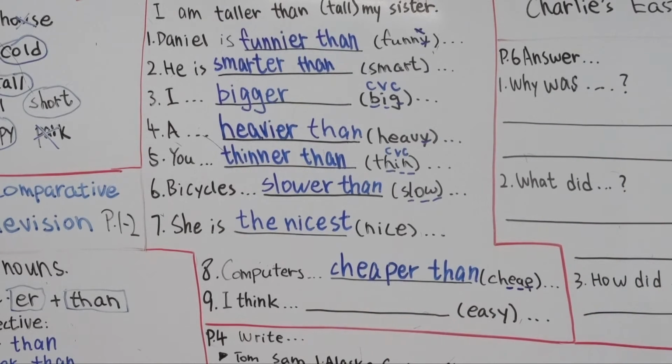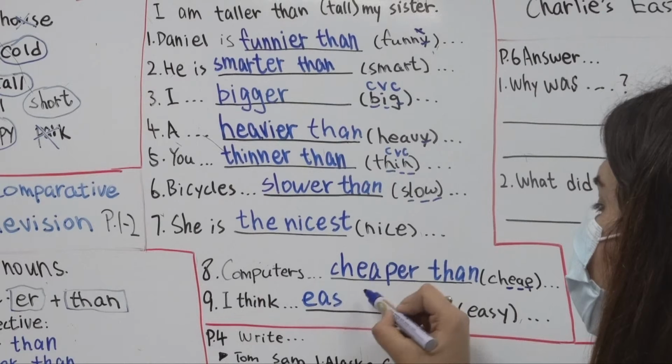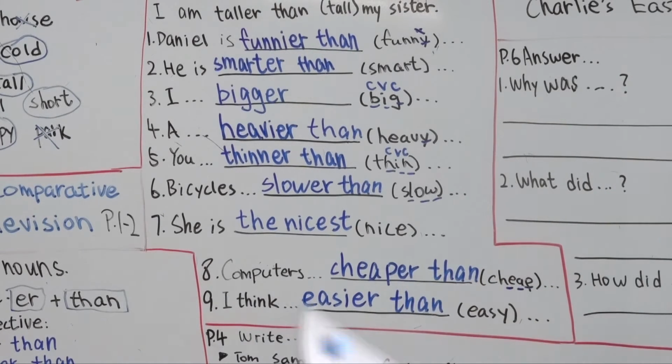Okay? Next one. I think Spanish is easy, Japanese. So easy ends with Y. We cross out the Y and add I-E-R. And then than. Okay? So please check your answers for page number 3. Remember, okay? How do we form it? Good. So please turn to page number 4 if you're done with this.